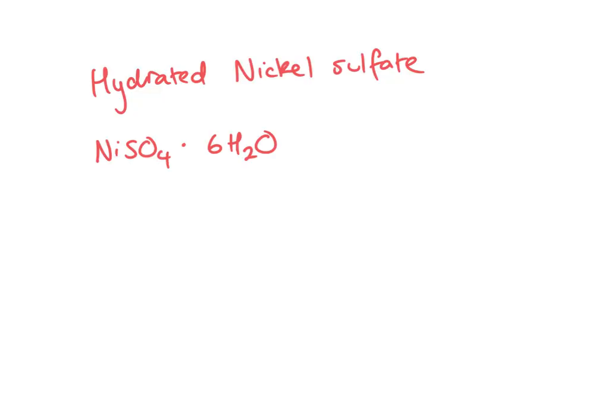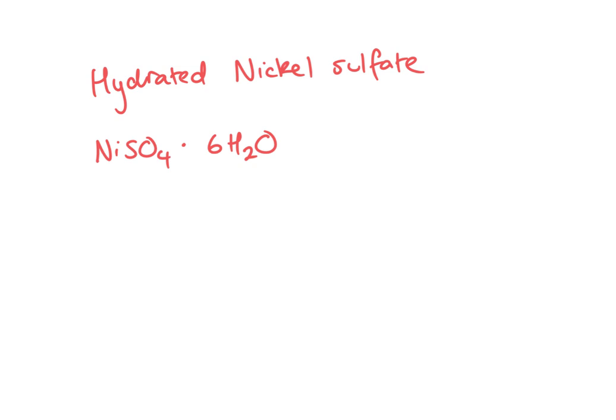So we're going to do a couple more examples of working out the relative formula mass of a hydrated salt. So this is nickel sulfate, NiSO4.6H2O. Let's work out its relative formula mass. If you are an A-level student, I am using a GCSE periodic table. Your periodic table will have more decimal points than this.